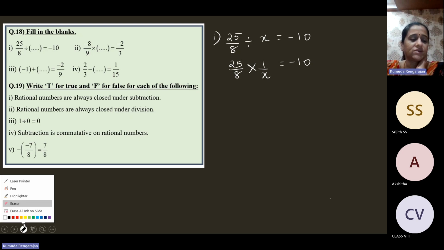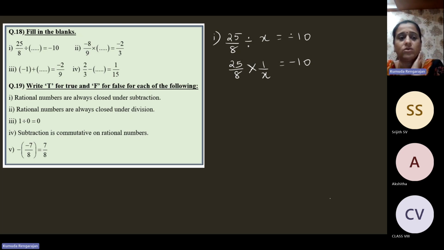The first and second step, I'm sure you should not have any doubt, because in the first step, the dash is replaced with x. That's all. In the second step, division becomes multiplication, and the reciprocal of x is 1 by x. Now we'll have to transpose. We'll have to find the value of x. 1 by x is equal to minus 10. Now you have to take 25 by 8 to the other side. It's in multiplication, so 25 by 8 will come for division to the other side.